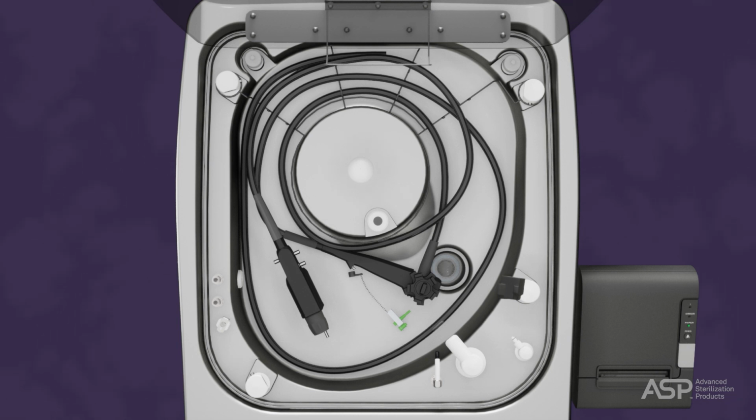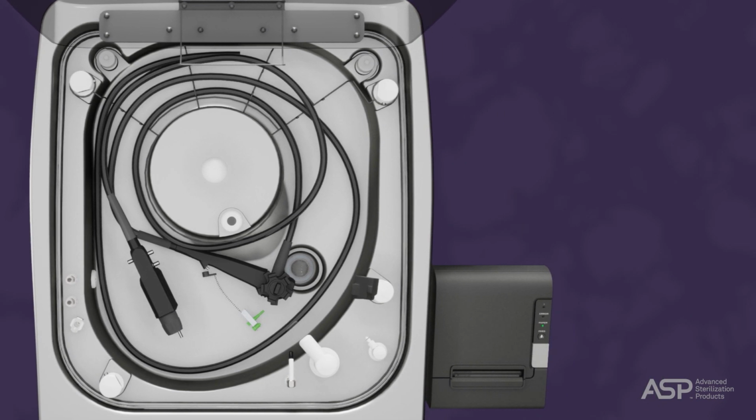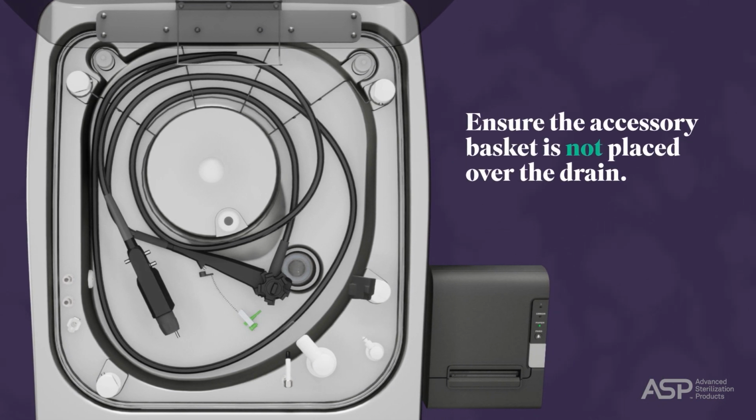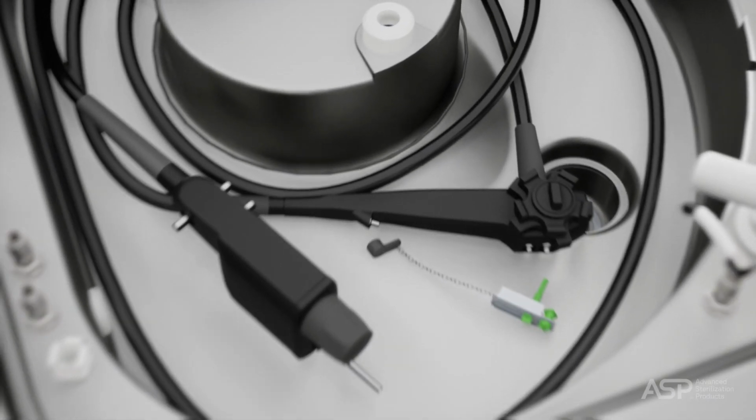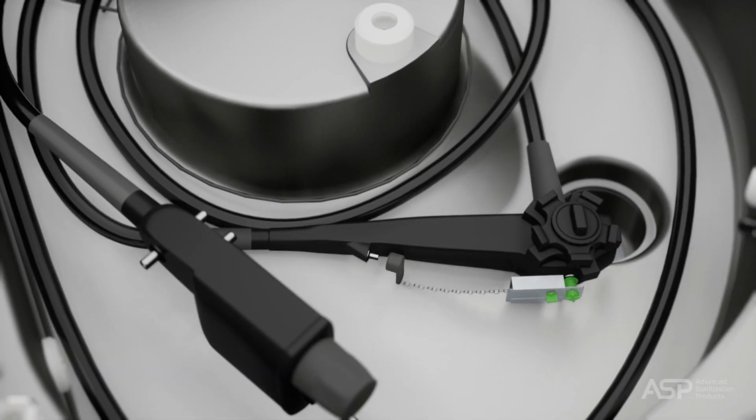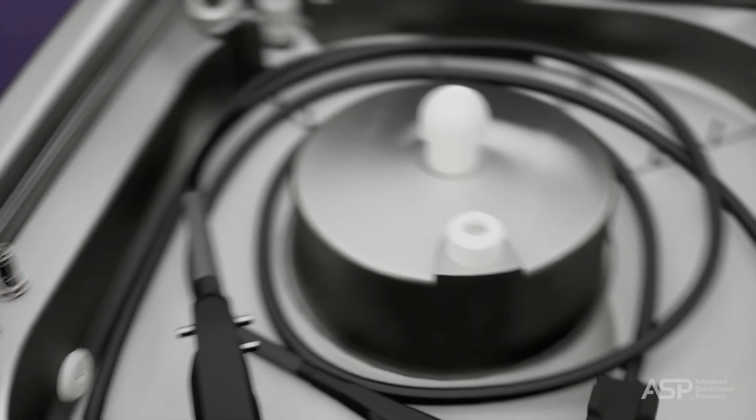rack. Then loosely coil the universal cord and the video component into the basin. If you're using an accessory basket, carefully close the basket and place it into the basin. Make sure all portions of the endoscope are below the lip of the overflow drain in the center of the basin. Next, attach any necessary caps or connectors required by the manufacturer.